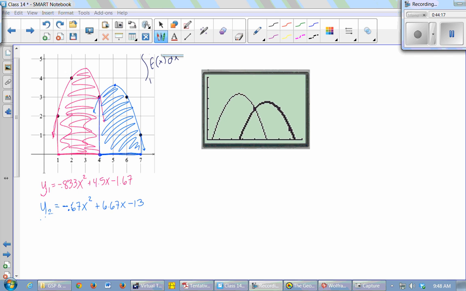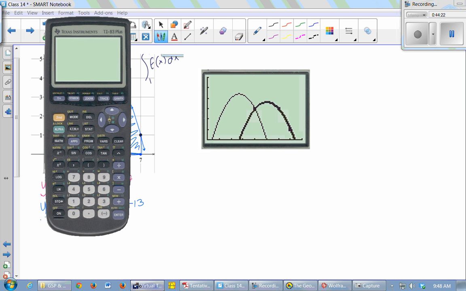Okay, so I did the regression for the second set of 3 points to fit a parabola. So you end up with negative 0.67x squared plus 6.67x minus 13. Again, it's a perfect fit. It'll always be a perfect fit if you only use 3 points.